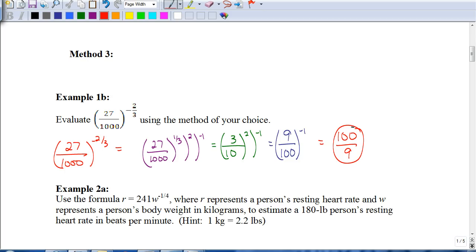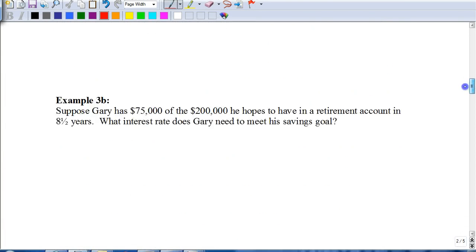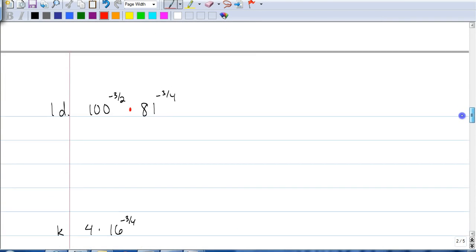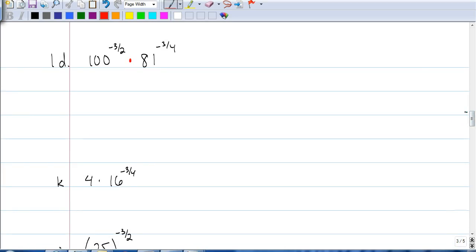Now for the purpose of this video, we're not going to be looking at the story problems for right now. So if you go on to Moodle and you print out the worksheet, we're going to look at some of the problems that are on that worksheet, or you can just follow along here. On that worksheet, one of the problems is written like this for 1D, in section 1, letter D. We have 100 to the -3/2 power, and then an 81 to the -3/4 power.